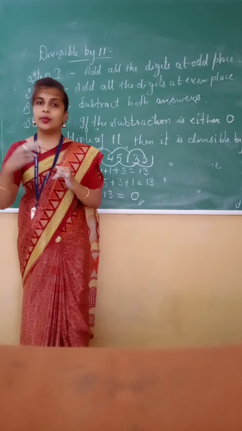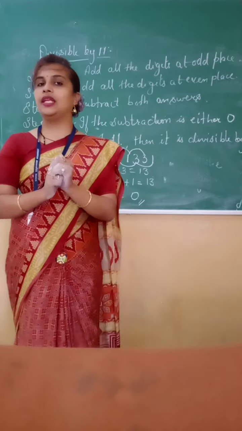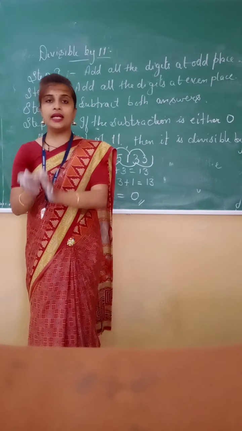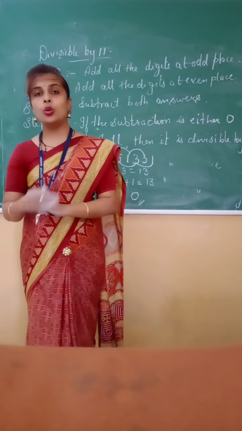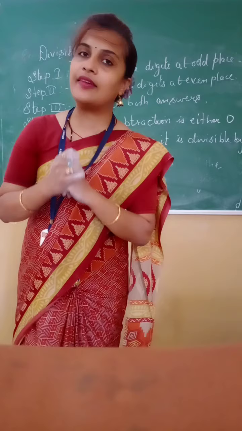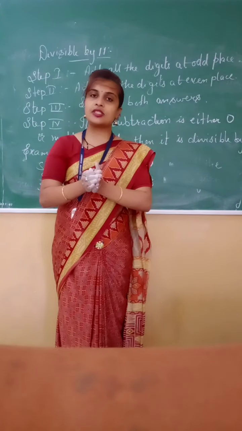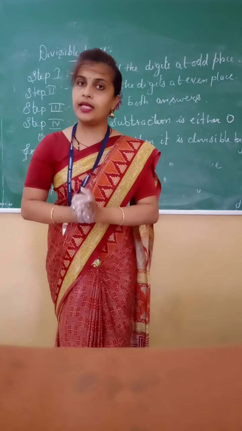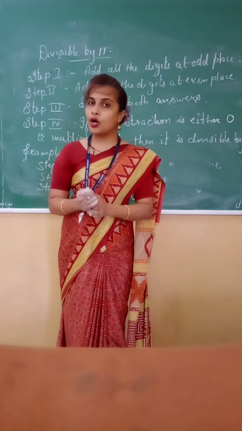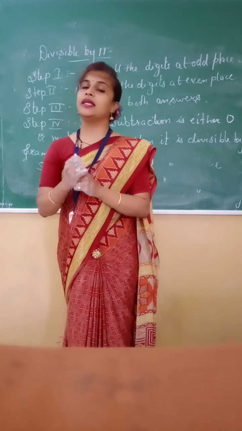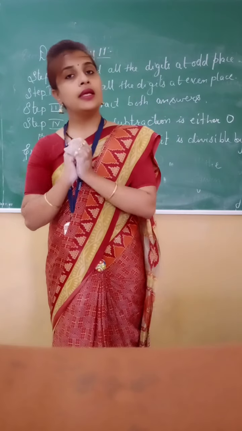Step 1, double the number at the ones place, then the answer subtract from the remaining part. If the remainder which we will get is the multiple of 7, then the whole number is divisible by 7. Rule of 8, last 3 digits, we have to check for last 3 digits. If it is divisible by 8, then the whole number is divided by 8. Rule of 9, add all the digits. If the sum is the multiple of 9, then the number will be divisible by 9.